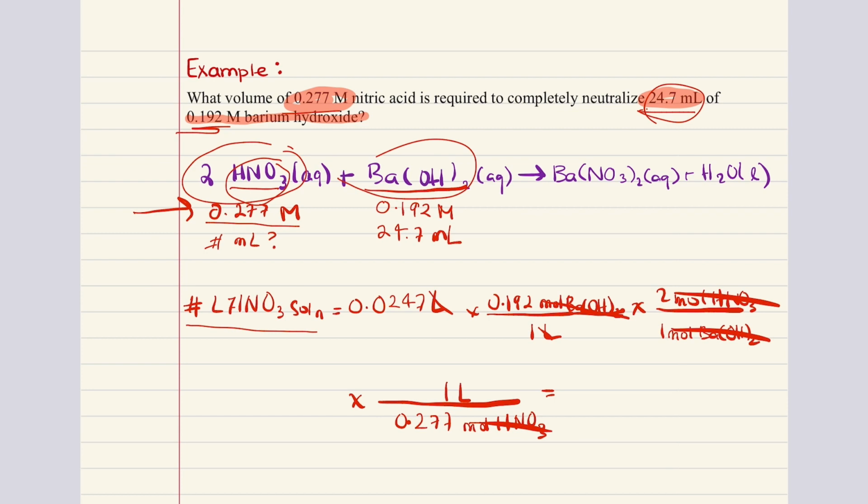Plug this into a calculator. What do we get? 0.0342 liters. And we can convert this to milliliters if we want. It's just going to be equal to 34.2 milliliters of nitric acid required to completely neutralize 24.7 milliliters of a 0.192 molar barium hydroxide solution.